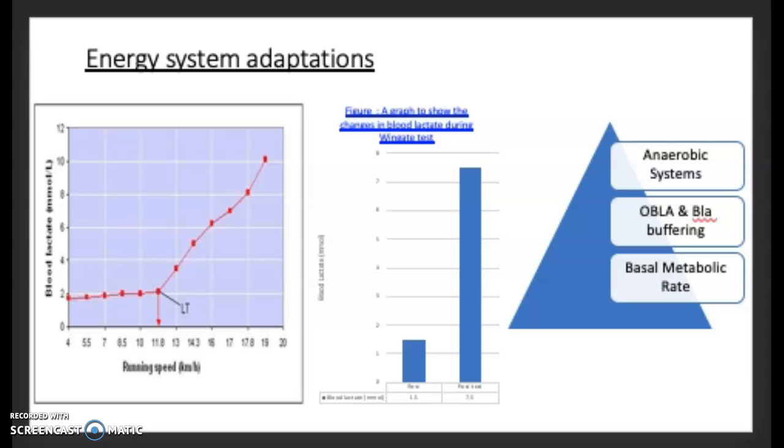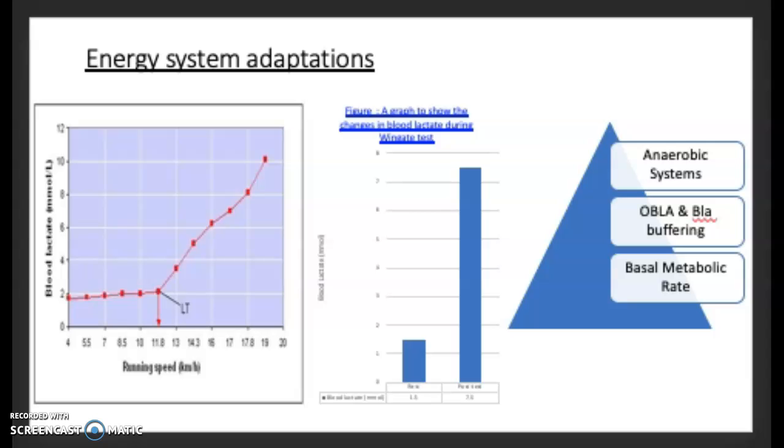If a performer consistently trains anaerobically for a long period of time, the body will adapt to the increased level of lactic acid, and the pain of building up lactic acid will be reduced. This means that performers are able to work for longer, as they do not feel like they are forced to stop from the build-up of the lactic acid. Therefore, the OBLA will be reduced.